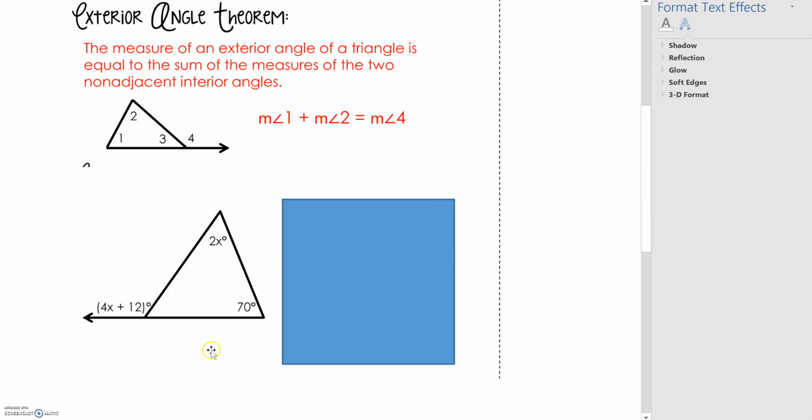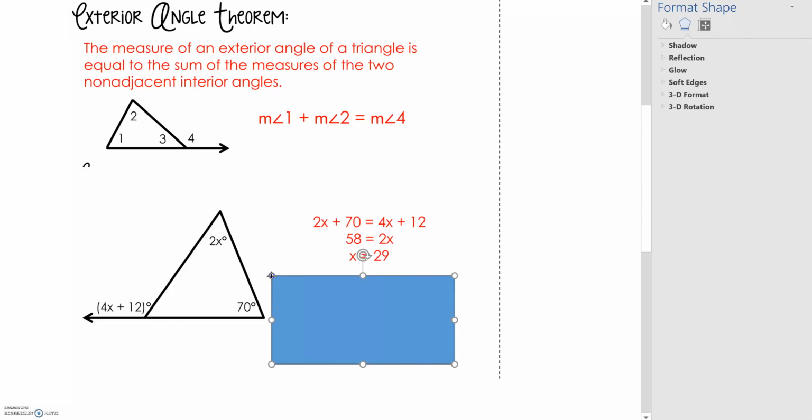This is a very typical exterior angle theorem problem where you are given two interior angles and you are given the non-adjacent exterior angle. So now if we were to apply this to our theorem, we can say that this 4x plus 12 is equal to the sum of 2x and 70. So it would look something like this. This is exactly the setup.